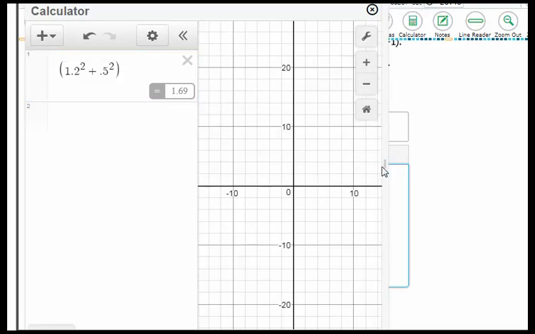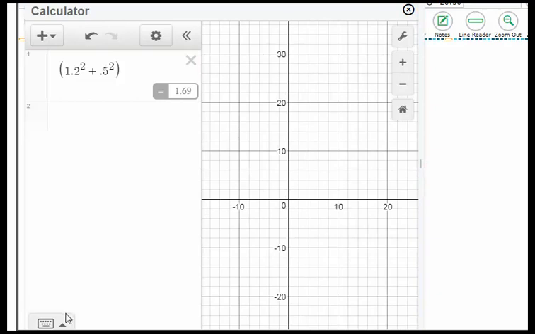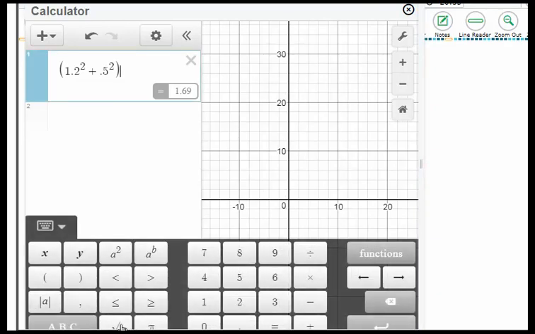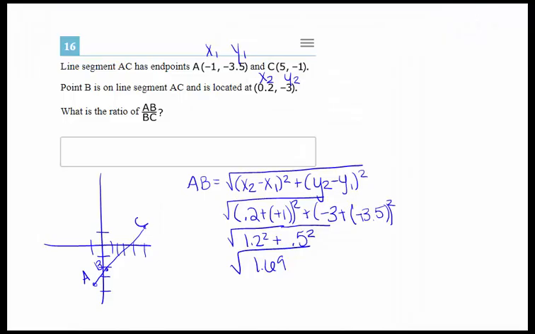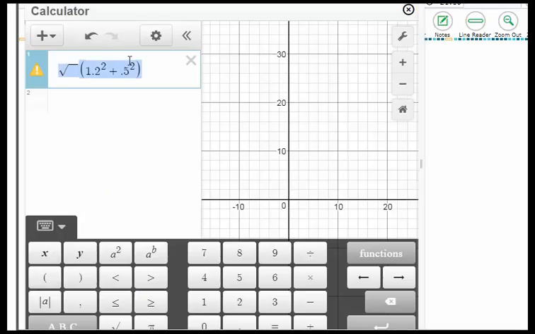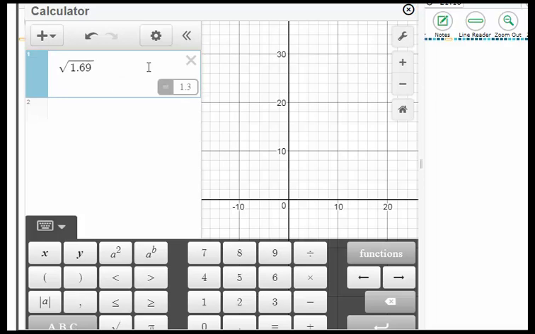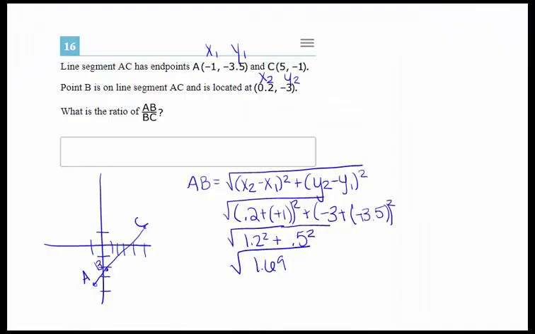The toolbar disappeared for me. Here it is again. And now I can see the square root sign. That's what we were looking for. So let me put the cursor back in front, and if we do the square root, it did not put everything inside like I thought, so it might just be easier to write it out separate. So it was 1.69. So the square root of 1.69 is 1.3. So far we have 1.3 for our length for AB.